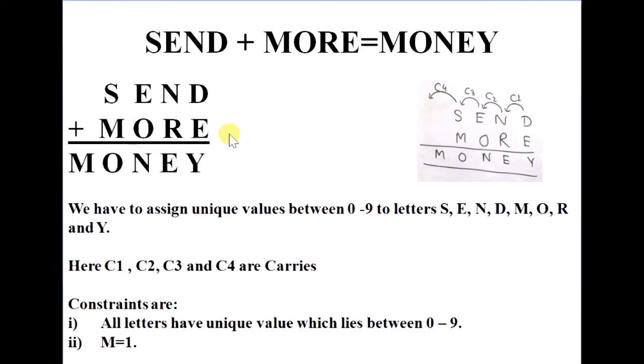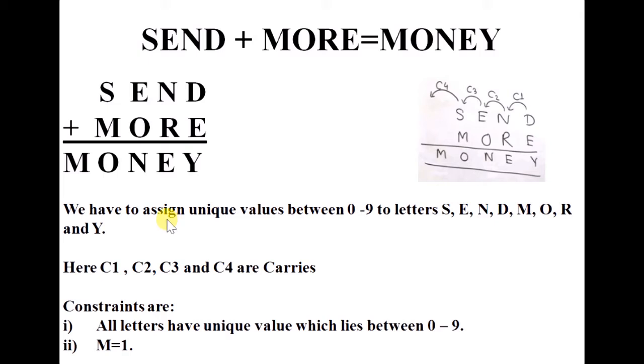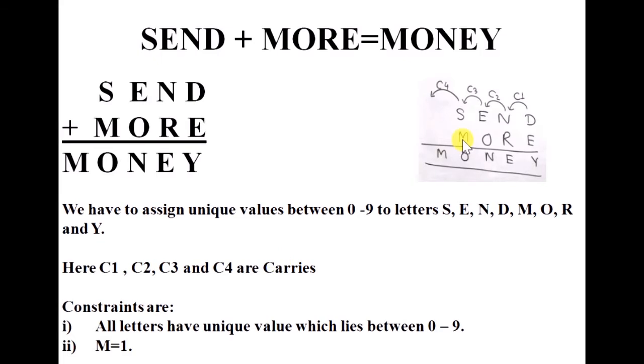We'll solve the crypto arithmetic problem SEND plus MORE equals MONEY. Here we have to assign unique values between 0 to 9 to these letters S, E, N, D, M, O, R and Y. C1, C2, C3 and C4 are the carries. Since S plus M generates a carry, that means M equals 1.